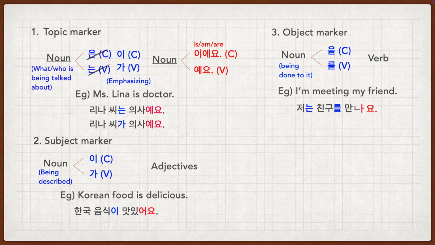And number 2, the subject marker. Instead of 이 or 가, by attaching 은 or 는, it will be a comparative marker. So we can also say 한국 음식은 맛있어요. So the first one, 한국 음식이 맛있어요, just explains about 한국 음식. But by using 은 or 는 instead of 이 or 가, 한국 음식은 맛있어요, the implied meaning is that other foods are not nice.